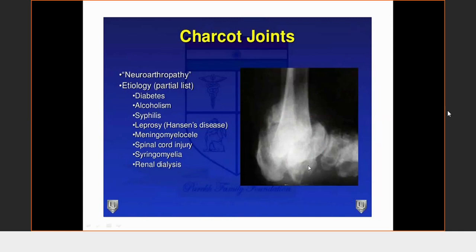Now you can see here all the bones, there is bone formation around the lower end of the tibia. This happens when there is denervation of the nerves. We did not cut the nerves, but the effect was the same, it is denervated, meaning the nerve supply is stopped, and then sensations are lost, and this condition results. This is found in diabetes.